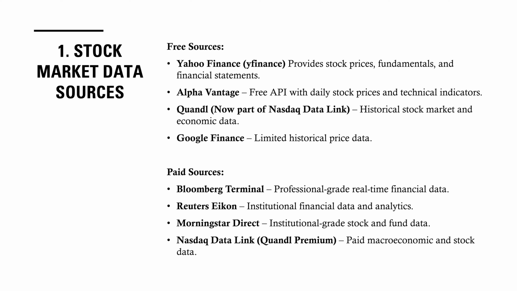When working with stock market data, it's important to understand both the variety of available sources and their reliability. Free sources like Yahoo Finance, AlphaVantage, and Quandl provide accessible APIs for historical prices, financials, and economic indicators. While these are great for learning and prototyping, they may lack the depth or real-time capabilities needed for high-frequency or institutional applications. For advanced use cases, paid platforms like Bloomberg Terminal, Reuters Eikon, and Morningstar Direct offer professional-grade data with extensive coverage and analytics.